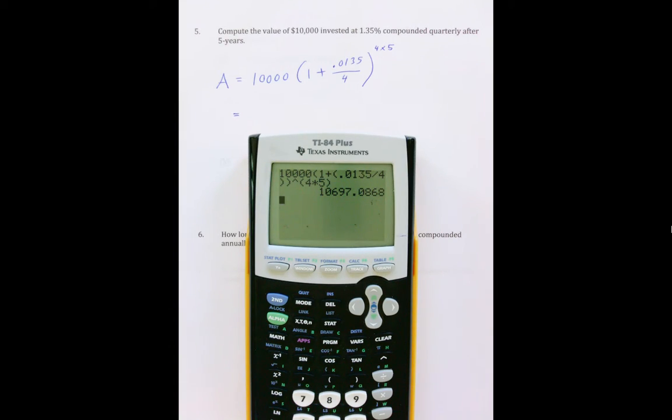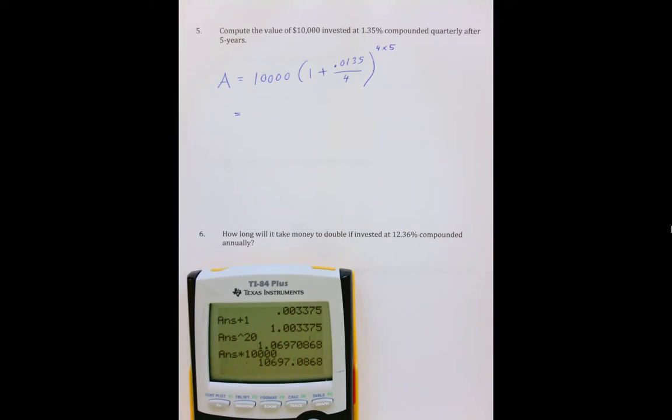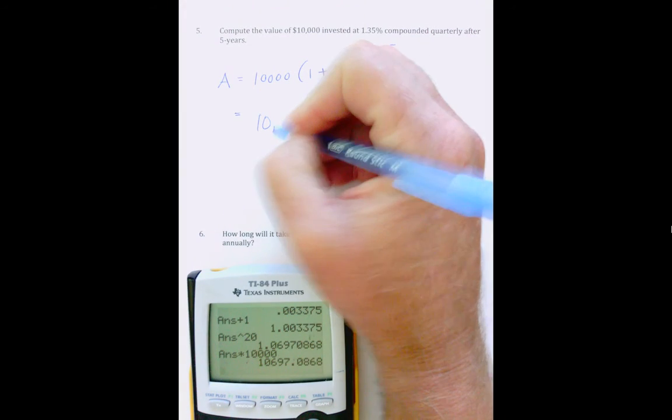Now, some of you may not be able to do that in one step. Maybe you have to start with 0.0135 divided by 4, then add 1 to it, then raise that to the 20th power, and then multiply that by 10,000. Same answer exactly. So again, it's just who you are.